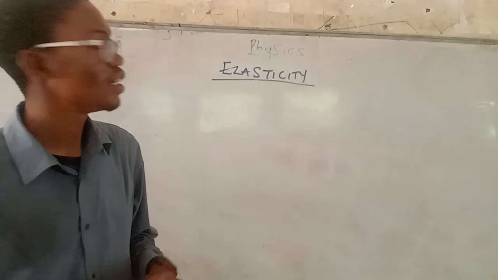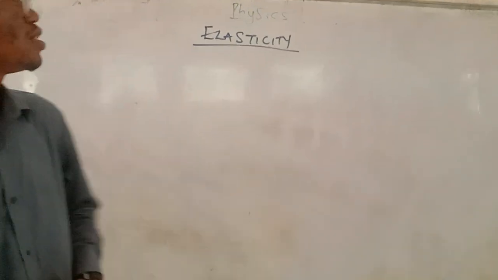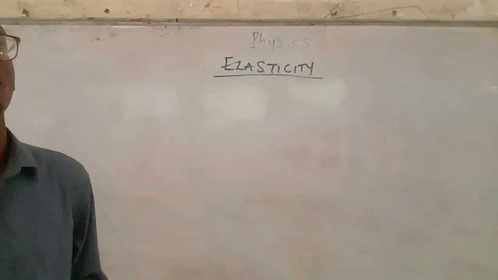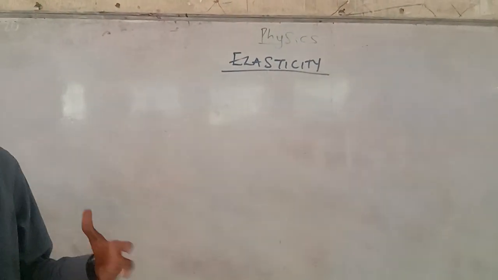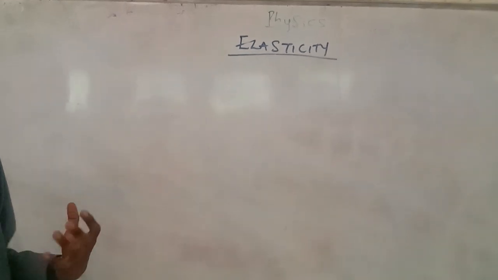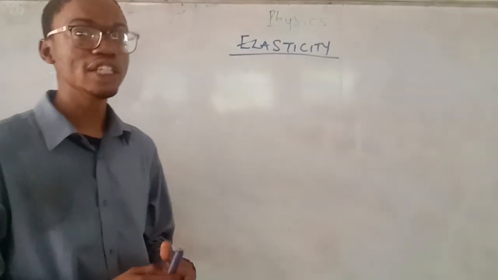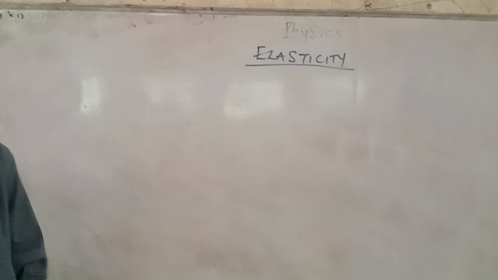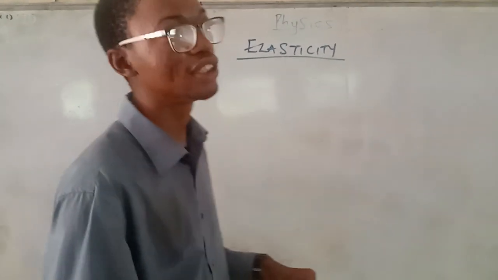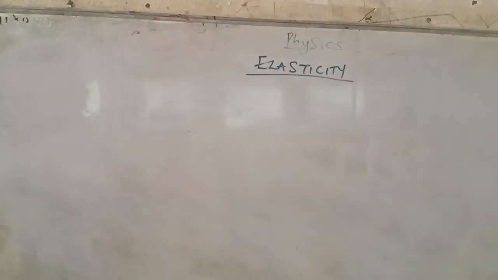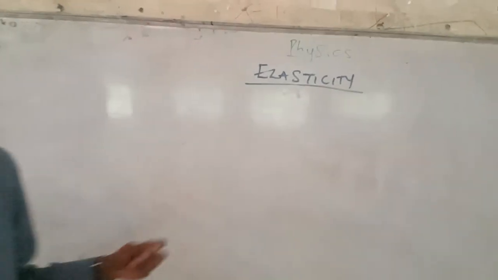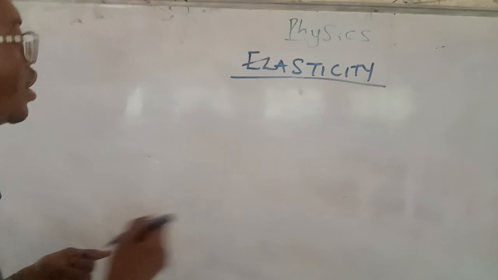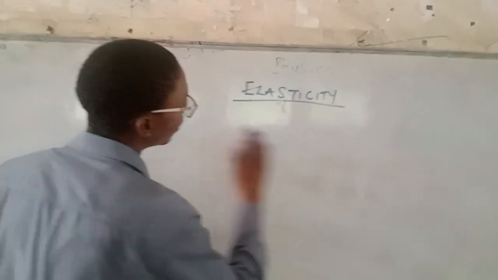So let me start. Elasticity is the ability of an object to return to its original state when it was deformed. Are you getting me? The ability of an object or its elastic material to return to its original state is what we call elasticity. When you have stretched it or expanded it, when it returns to its original state, that is what we call elasticity.